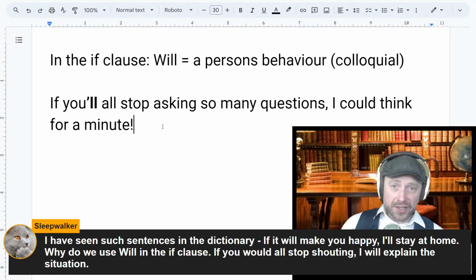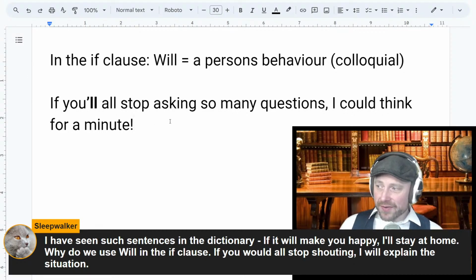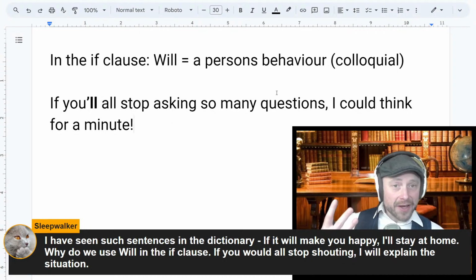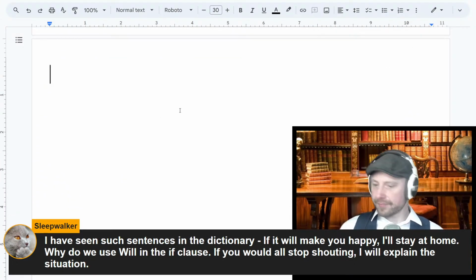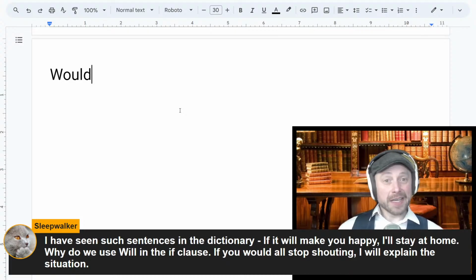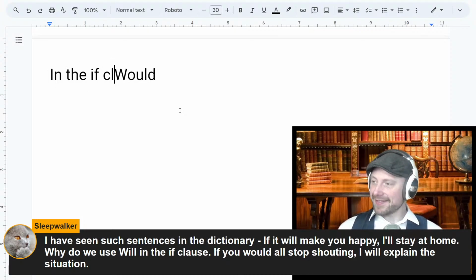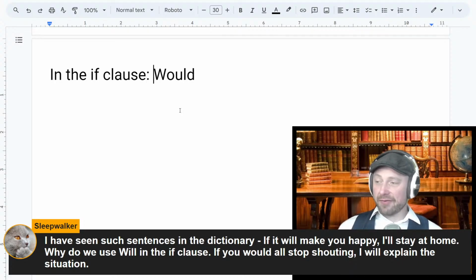If you stop asking, then I will... But if we use will in the if clause, if you'll all stop asking, then it's colloquial and talking about behavior, people's behavior. Now, you gave another example with would. And that's an interesting one. In the if clause, using would. Because actually teachers often tell you, don't use would in the if clause. But of course, you can use would in the if clause.